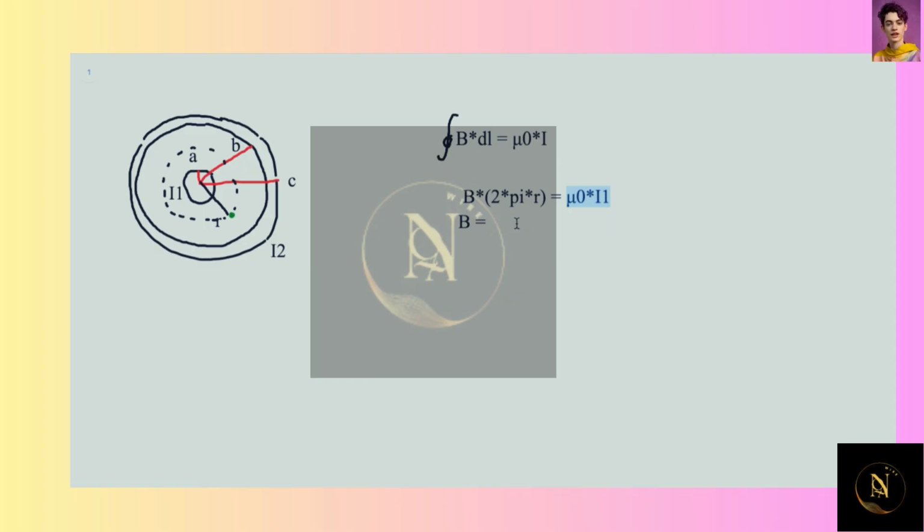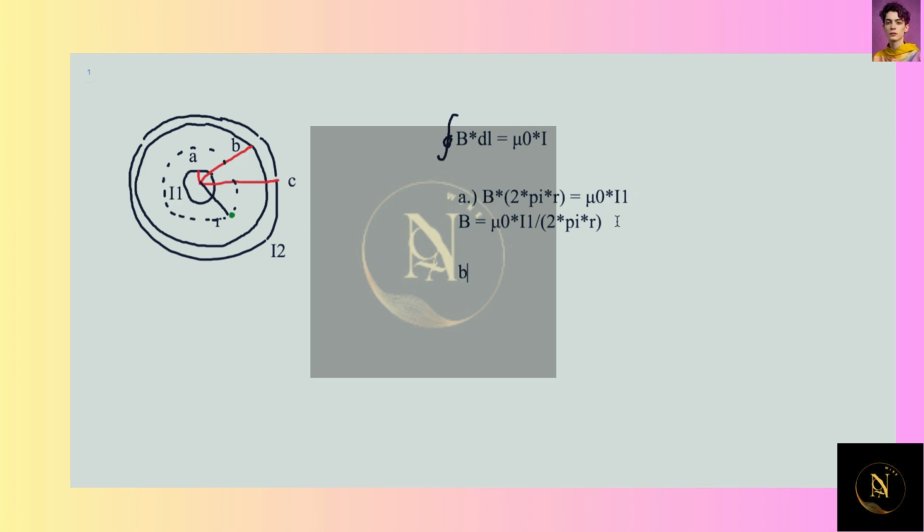Dividing both sides by 2 pi R, we get this expression for the magnetic field: B is going to be mu naught times I1, divided by 2 pi R. And notice that I2, because it's not enclosed by this line integral that we've drawn, doesn't come into play at all here. So this is the solution for part A.